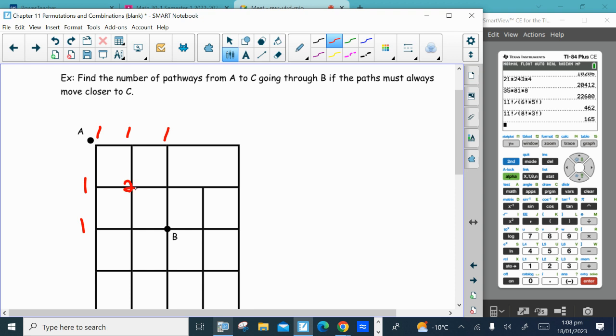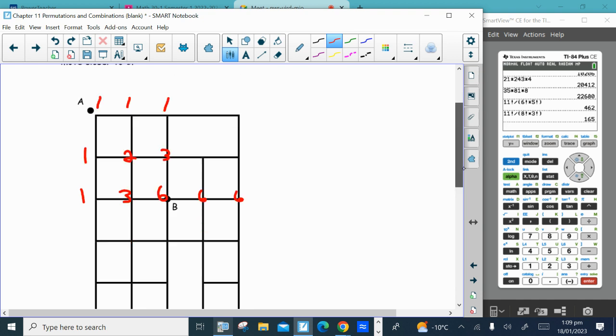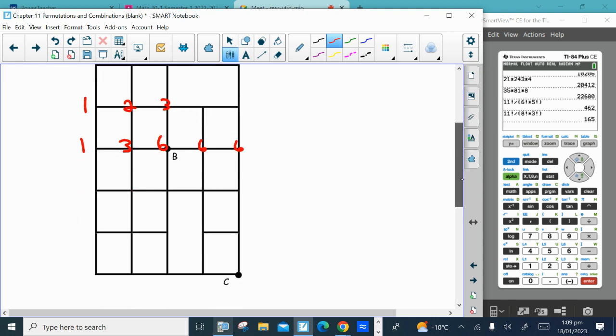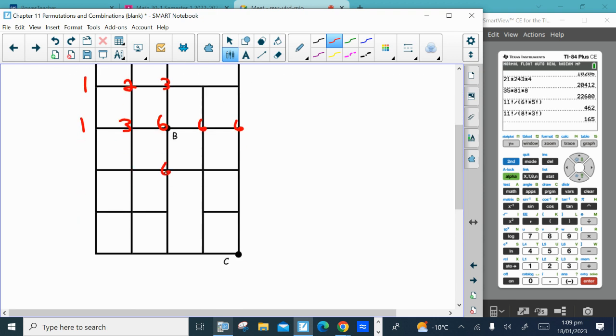So that'll be a 2, that'll be a 3. 1 plus 2 is 3, 3 plus 3 is 6. So there's 6 ways to get from A to B. And then we'll continue on then. These would all be 6s because it's part of the same path from B. In the same way, that would be a 6, that would be a 6, and that would be a 6. They're all part of the same path or route from B.